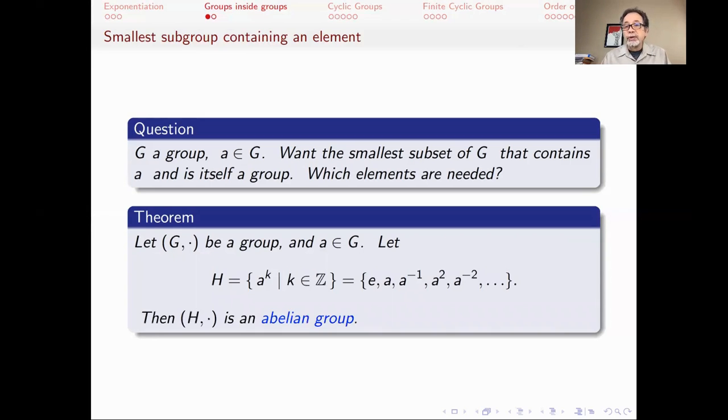That is a group. In fact, it's an abelian group. Abelian means that it's commutative. It follows the axioms of a group. It's closed. If you take two of these powers and multiply them, you get another one. We have an identity. It's associative because the original group was associative, and this inherits associativity from the original group. And we have inverses. This is an abelian group, and this is the smallest subset of G that contains A and is itself a group.